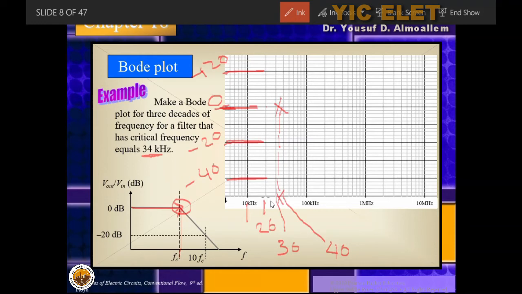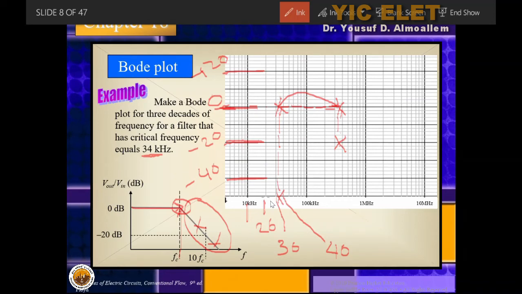Now, to draw this part, I have to find several points across these lines. So let's move now. I will move by 1 decade here. So I think this is 1 decade. So the distance from here to here is 1 decade. And then I will move down by 20. So somewhere here will be my next point.